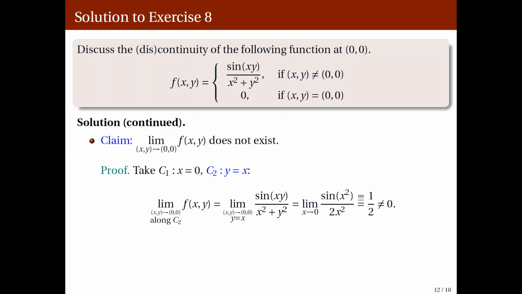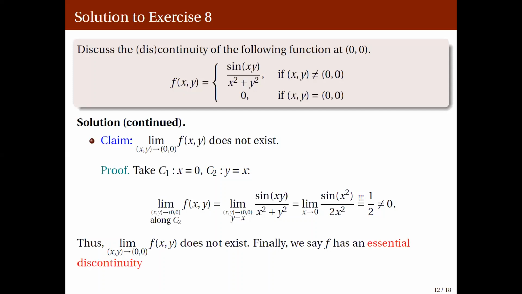So we have proven the claim that the limit does not exist. Ouch, no? Because at this stage, we are now sure that the function is not continuous at 0, 0. And furthermore, since you have this non-existent limit at 0, 0, then we could actually go further and say that f has an essential discontinuity at 0, 0, because there is no limit. All right, so that is exercise 8.